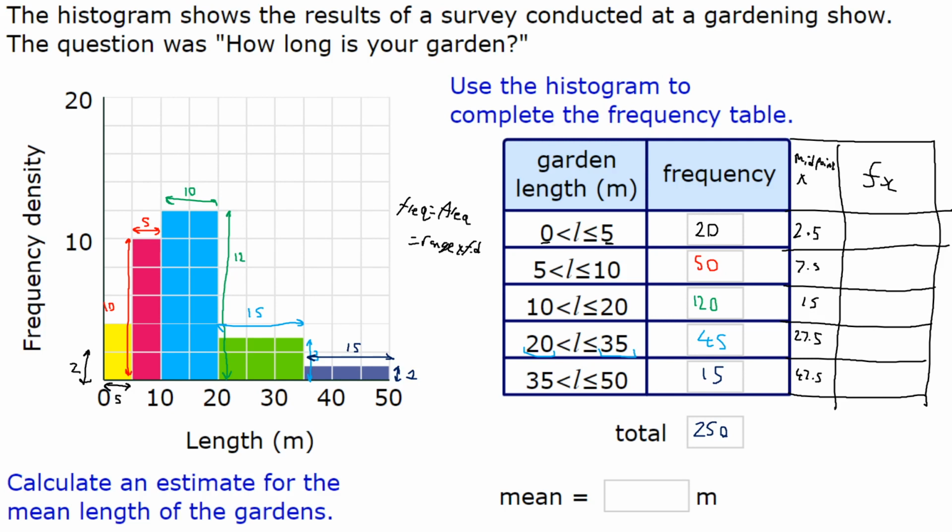So now what we need to do is multiply the frequency by the midpoint, because we're assuming that 20 people have a length of 2.5. That's just the estimate that we're going with. 20 times 2.5 is equal to 50. 50 times 7.5 is equal to 375.